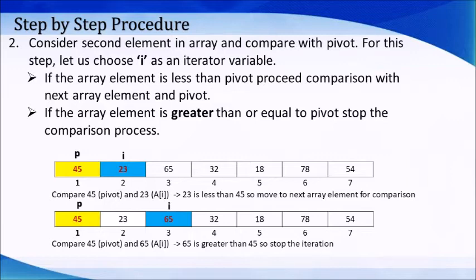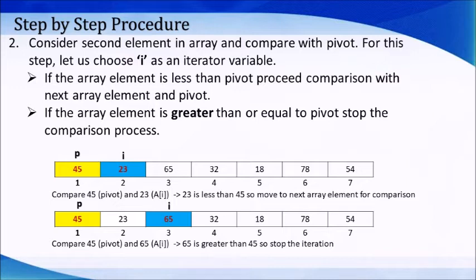What iteration are we doing here? You start the iterator value at the second position and compare with the pivot element. If the array element at index i is less than the pivot element, you need to move the i value to the next array element. If the element at index i of the array is greater than or equal to the pivot, then you need to stop the iteration. Let us see with an example.